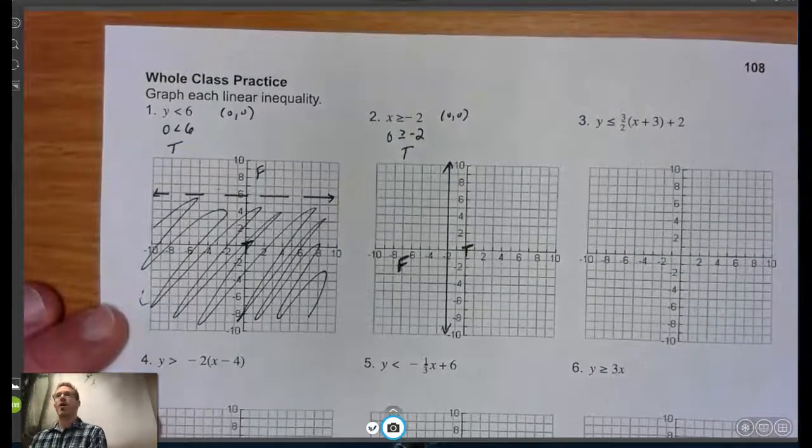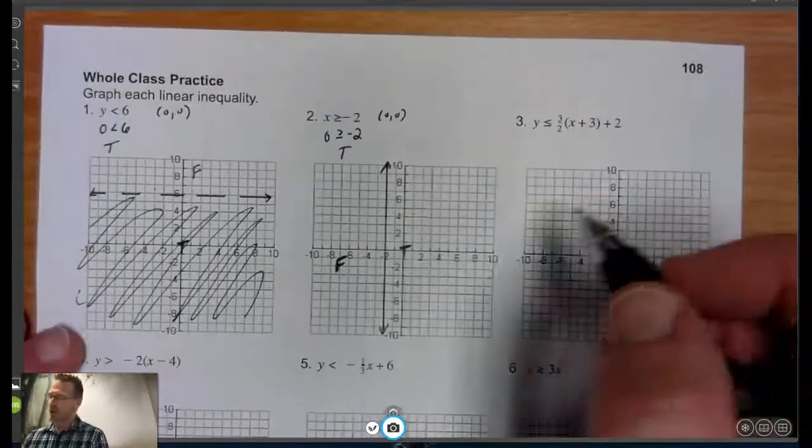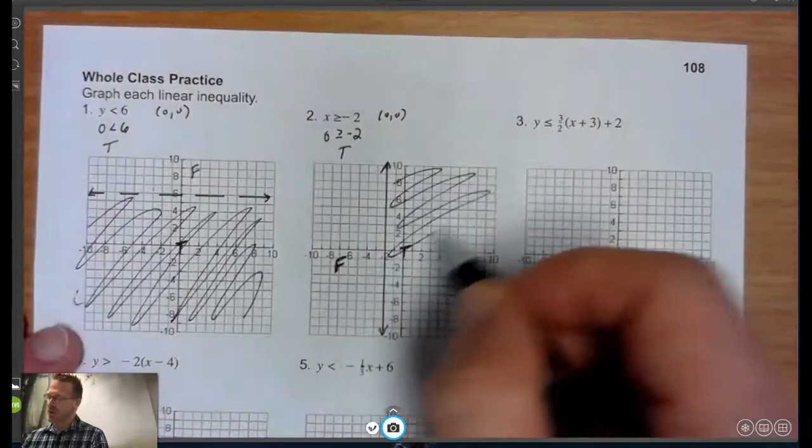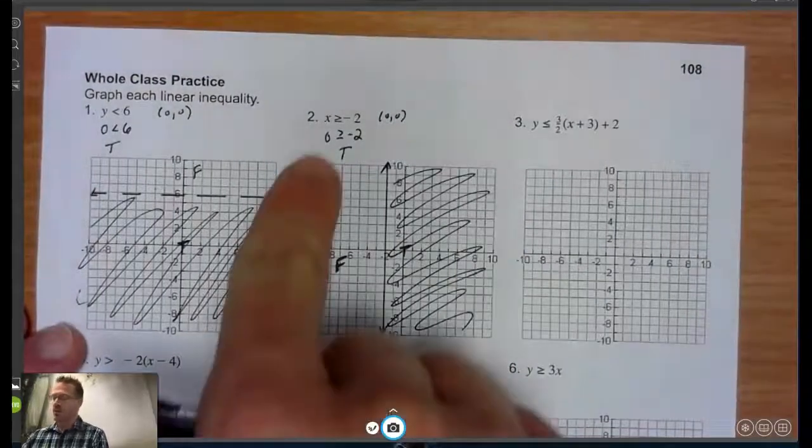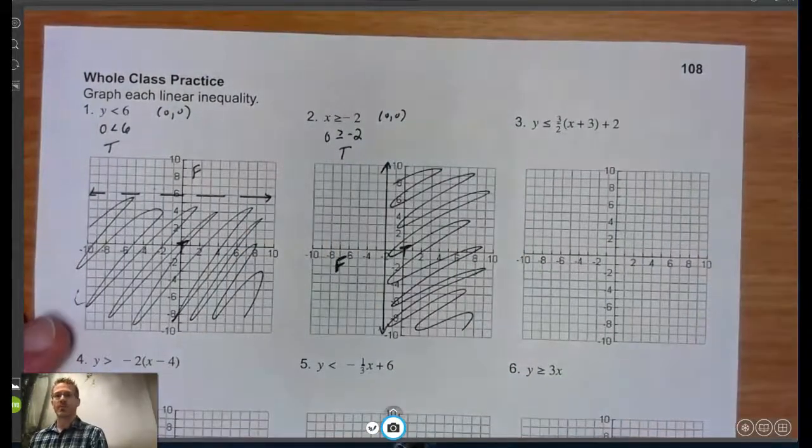And once again, we always shade the true side, so that means I want to shade over here, which means any point you pick in the shaded area will make this inequality true.